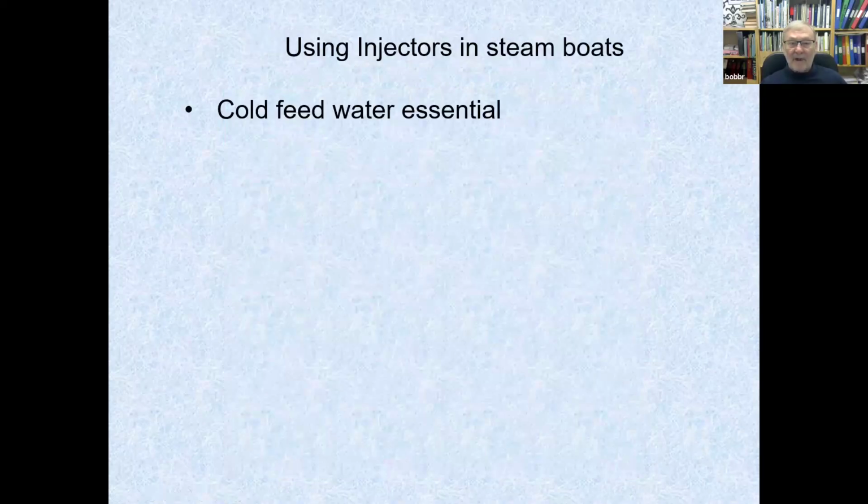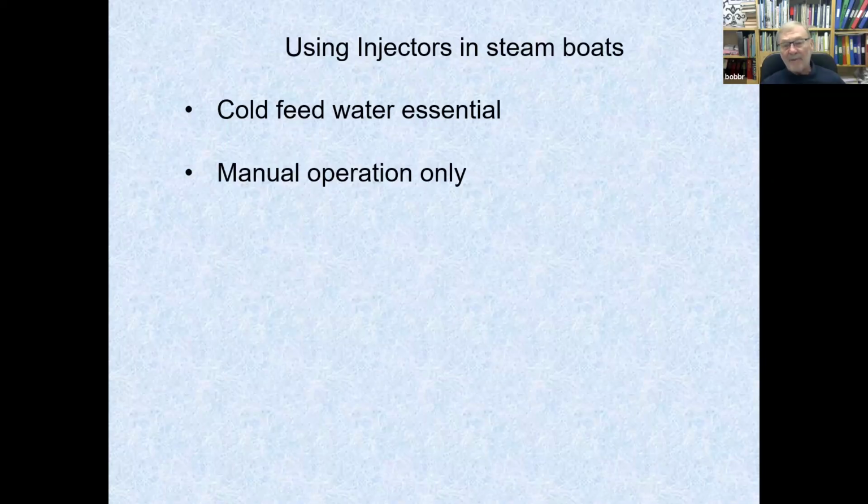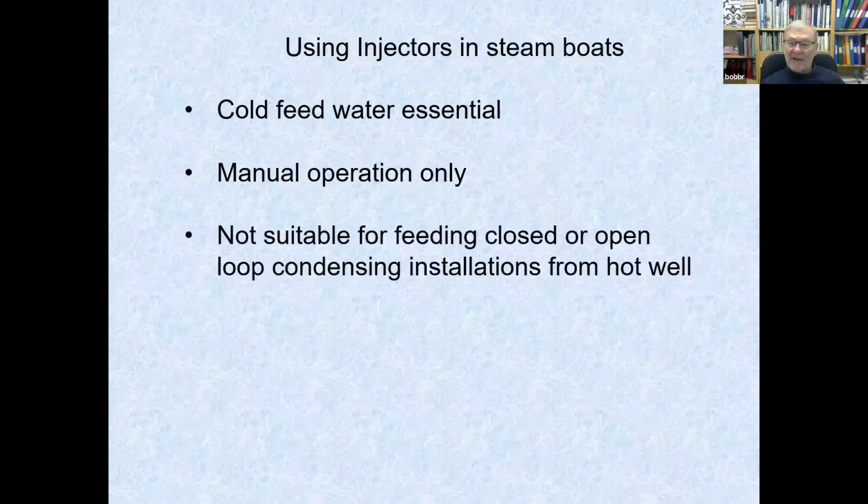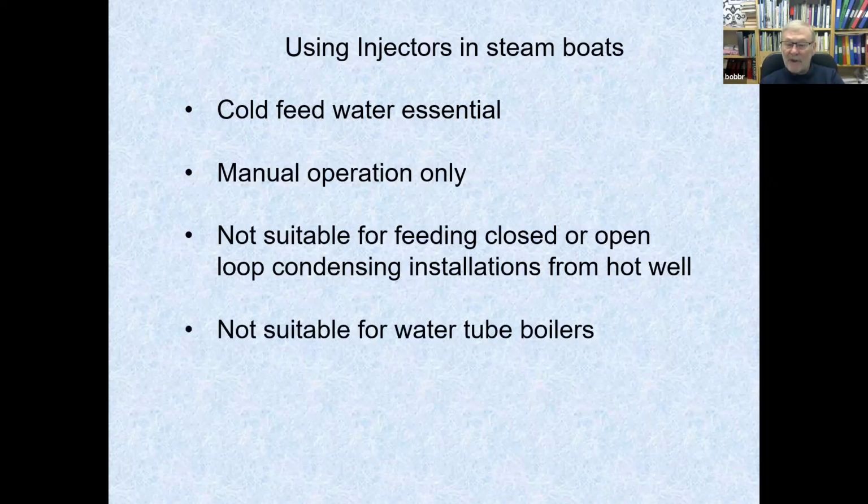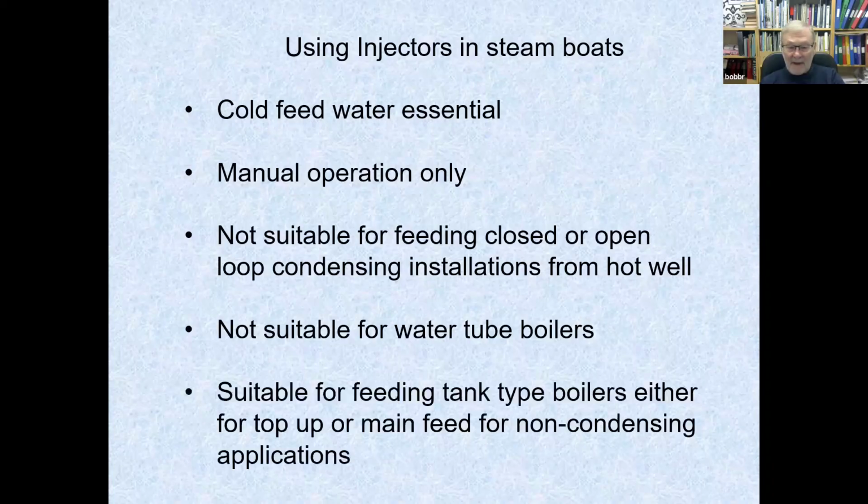Steamboats. Well, you have to have cold feed water, so it would be manual operation only. I don't think you could automate them, which you wouldn't like in a steamboat probably. Not suitable for feeding closed or open loop condensing installations from the hot well, because obviously it's hot water. And not suitable for water tube boilers, because if you do entrap any air, it's not going to do them any good. Suitable for feeding tank type boilers, however.